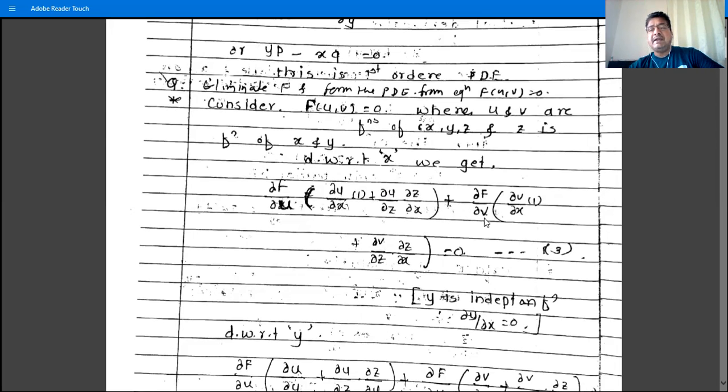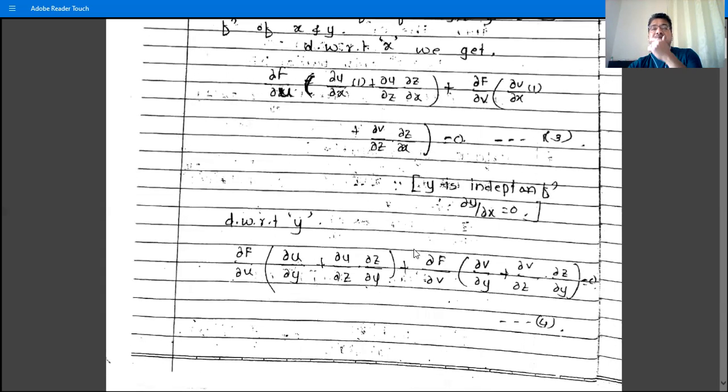Similarly, ∂f/∂v times ∂v/∂x is ∂v/∂x times ∂x/∂x plus ∂v/∂y times ∂y/∂x, which is again 0, and ∂v/∂z times ∂z/∂x. Y is an independent variable, and so ∂y/∂x is 0. Also ∂x/∂y is 0.